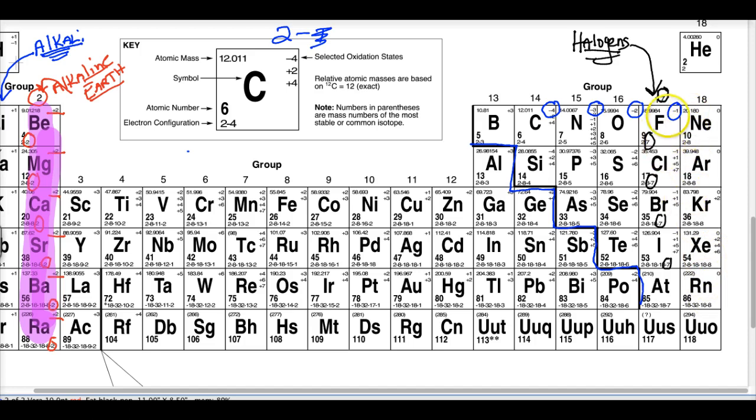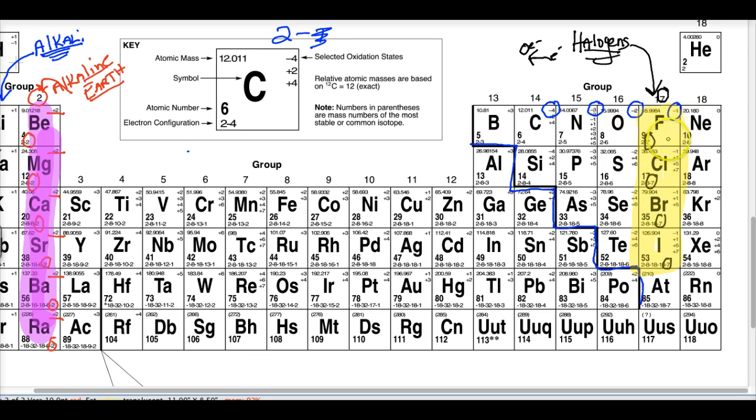Now, yeah, they gain one to become stable, but because they are smaller, they have an ability to not only attract their own electrons, they can pull in other people's electrons. So because they have the ability to gain electrons, they can get stable. Yes, they need one to get stable, but because they're so small and have a high attraction, electronegativity, they can do so. So these are the most reactive nonmetals.